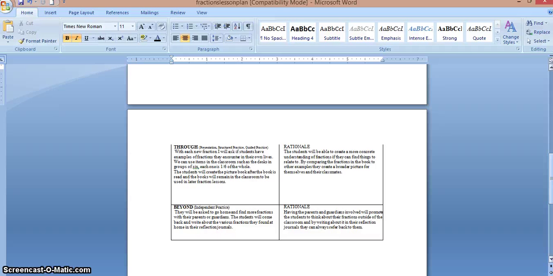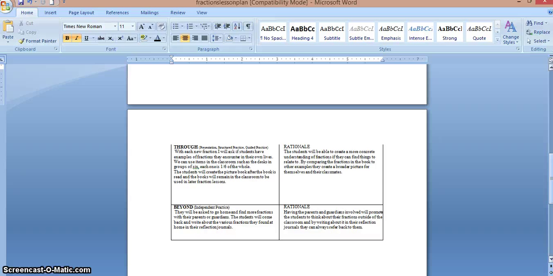After the class and after the group activity, when they go home, I will ask them to find other examples of fractions with their parents and their guardians, somewhere in the home or out shopping or whatever activities they do, and to come back and write about those fractions that they've discovered in their reflection journals.